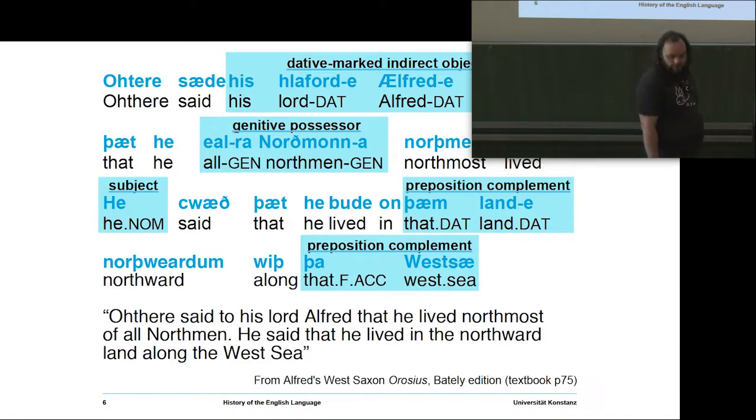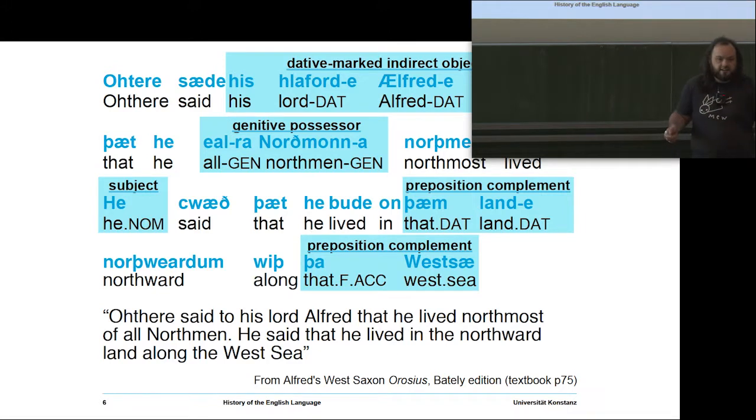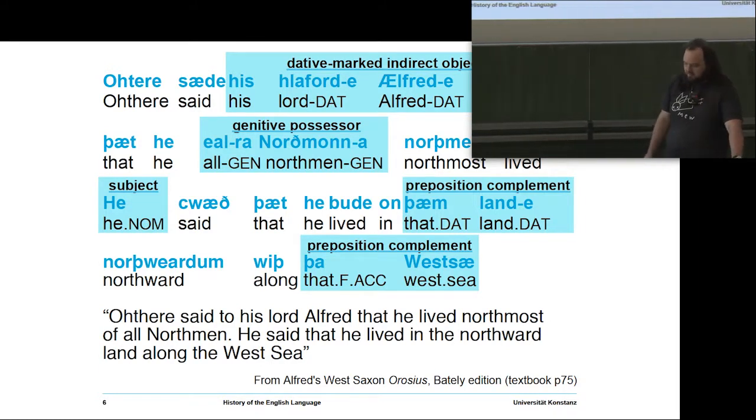And then we find, so he said to his lord Alfred the King that he, and here he is just the same he we have in modern English. Nominative case is the subject. Ohthere, of all Northmen. This is a genitive. It's an of. You could paraphrase it in modern English with an of. That usually means that we're dealing with a genitive.